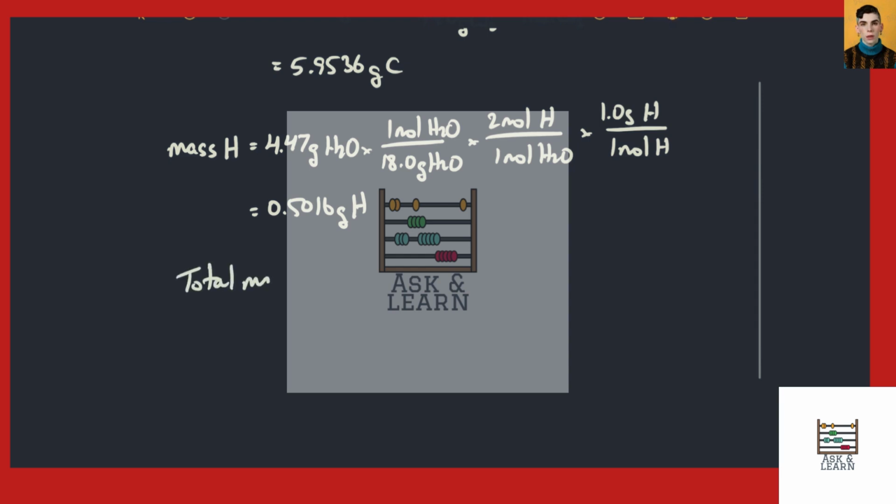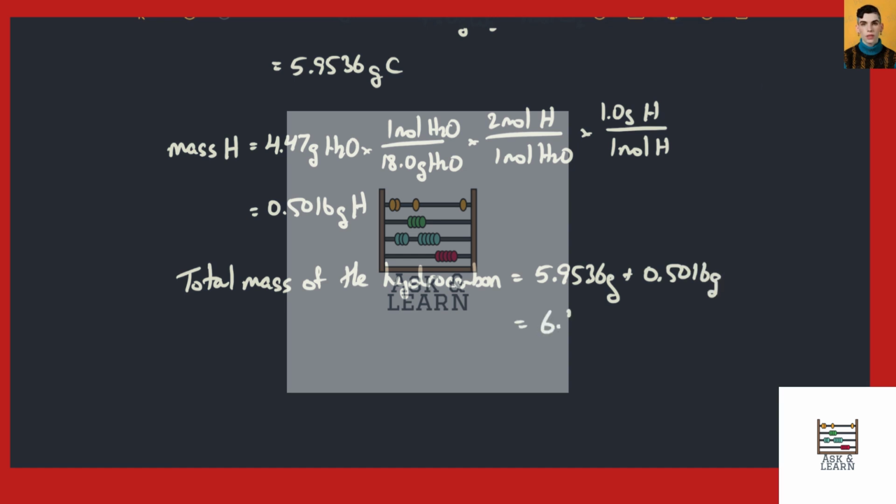So the total mass of the hydrocarbon is equal to 5.9536 grams due to carbon and 0.5016 grams due to hydrogen, and this works out to 6.455 grams would be the mass of the hydrocarbon.